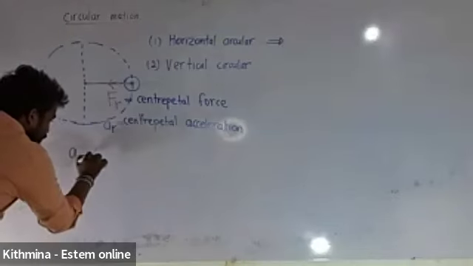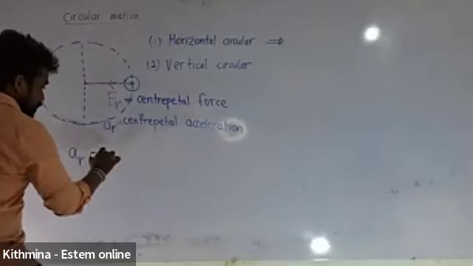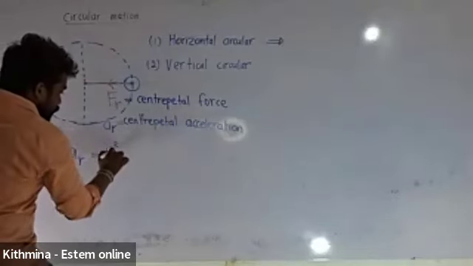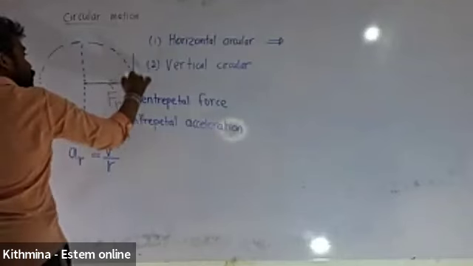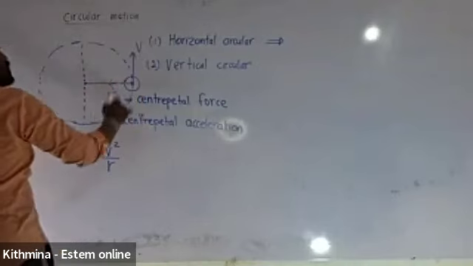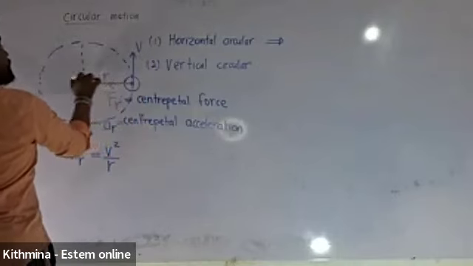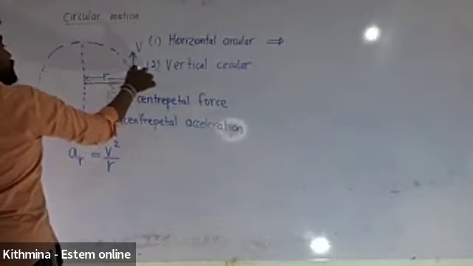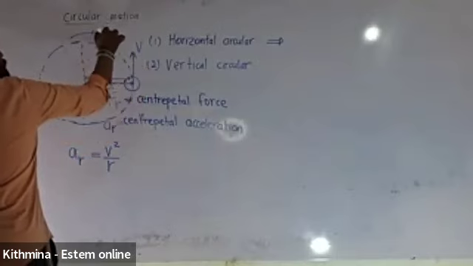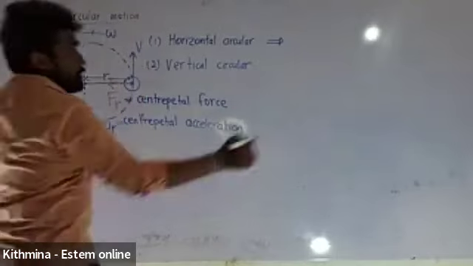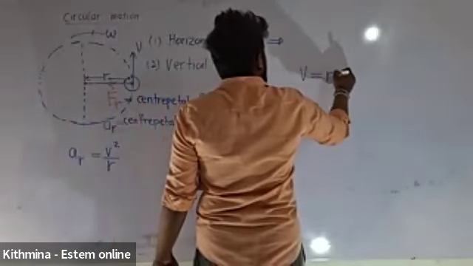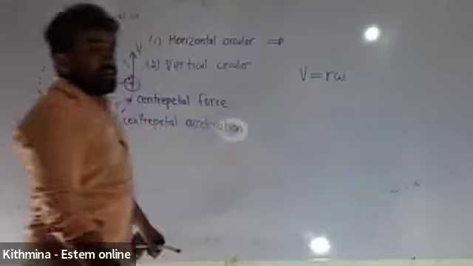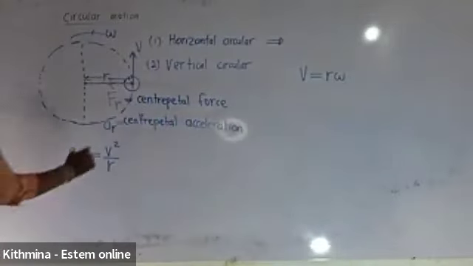Then AR has three equations. One is V squared over R. I think you all know these things. V is the tangential velocity, and R is the radius. Omega is the angular velocity. Then there is the equation V equals R omega.